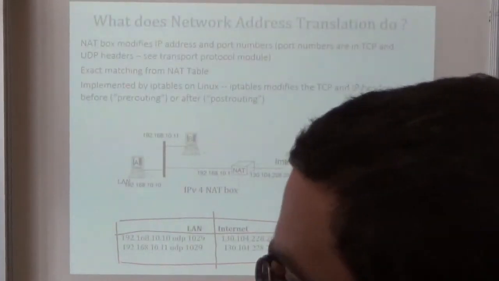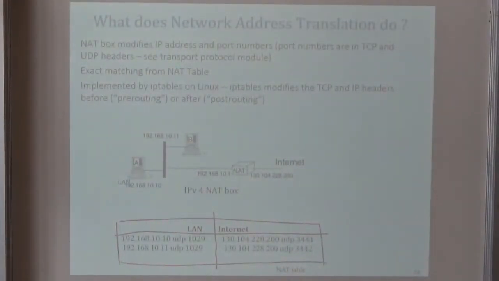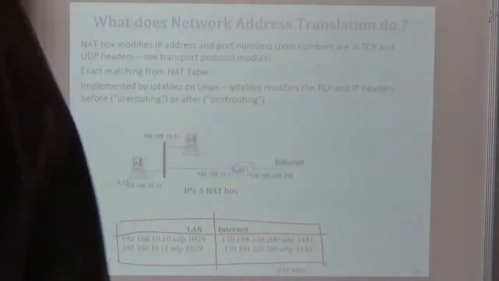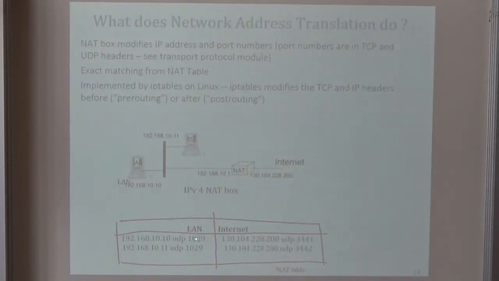So in that case, for example, we have two machines, A and B, that are sending a UDP message, for example, a DNS request to some server. And assume, for example, they both used by accident the same source port number, 1029. What the NAT will do when it receives a packet that has this source IP address and this source UDP port number, it will modify them.